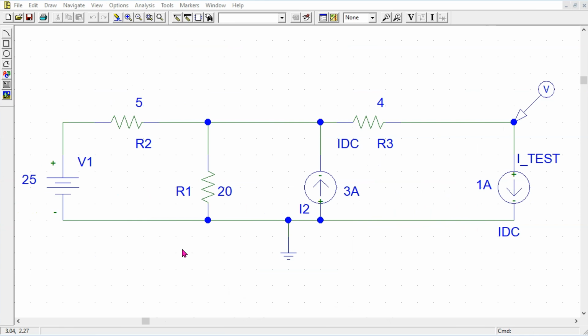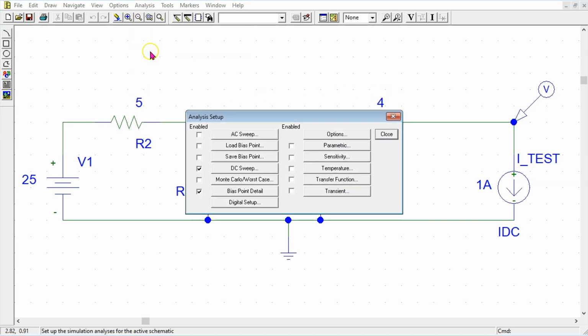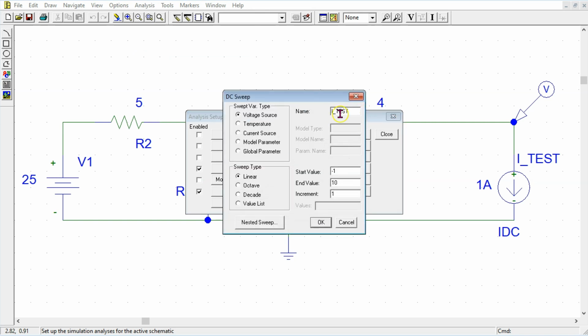This is the circuit of interest constructed in PSpice. We have connected a test DC current source with a nominal magnitude of 1 amp. In order to find the Thevenin parameters, we go to Analysis, Setup, Enable DC Sweep, and then sweep the magnitude of the test current source over a range. In this case, we have chosen to sweep from -1 to 10 amps.